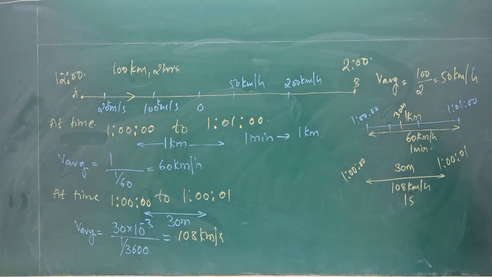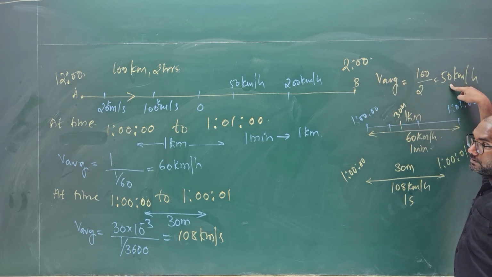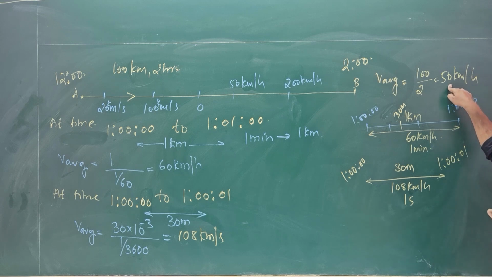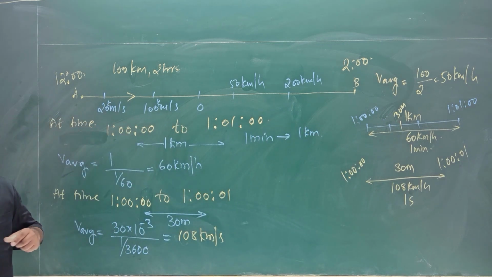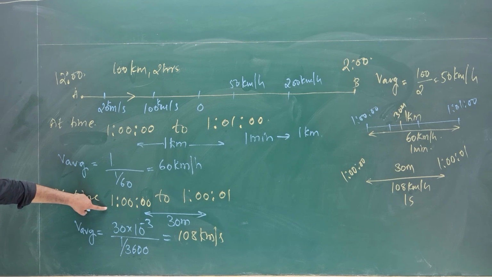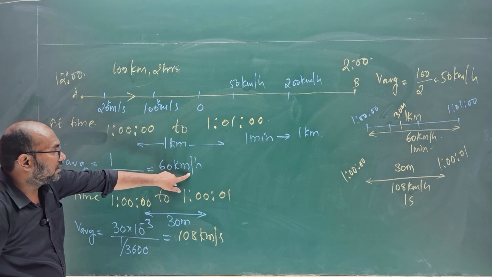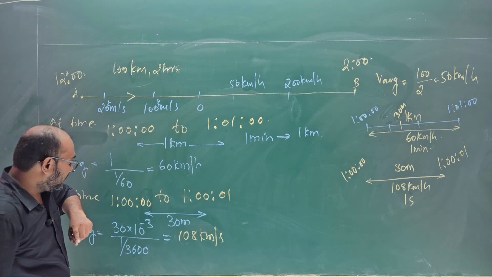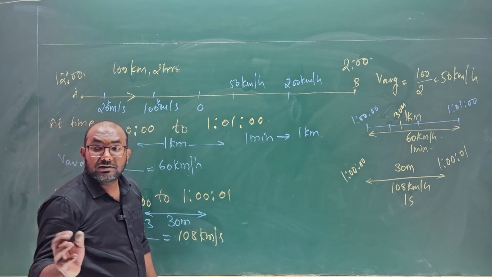Yes, we can. Okay. Now, in the beginning, we calculated the average velocity throughout the journey, and we got 50 kilometer per hour. That means in every hour, the body is traveling 50 kilometers. Then we calculated that in 1 minute the body has been traveling at a speed of 60 kilometer per hour. Then we calculated for 1 second, in which the body traveled 30 meters.